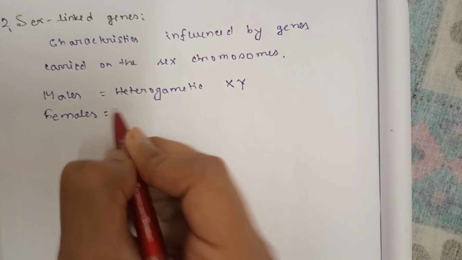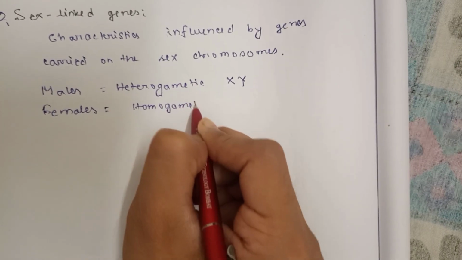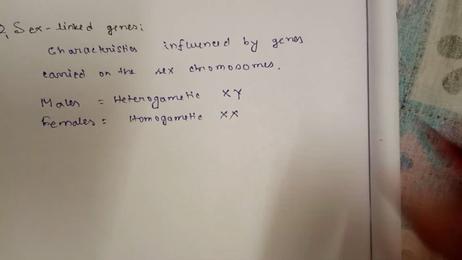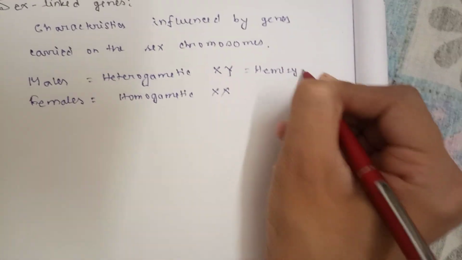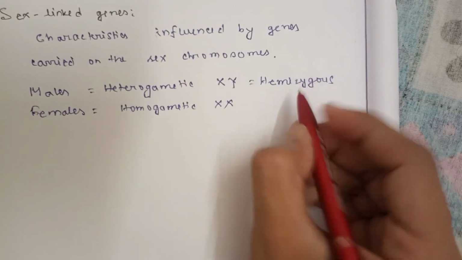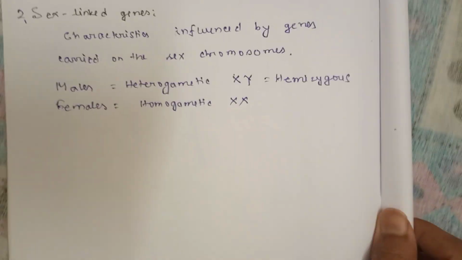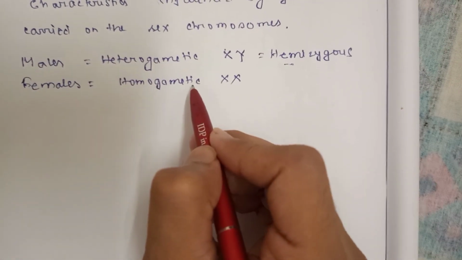Females are homogametic, both are X. Males are also called as hemizygous because they have one copy of X and one copy of Y. That's why they are called hemizygous, hemi, and the females are homogametic.